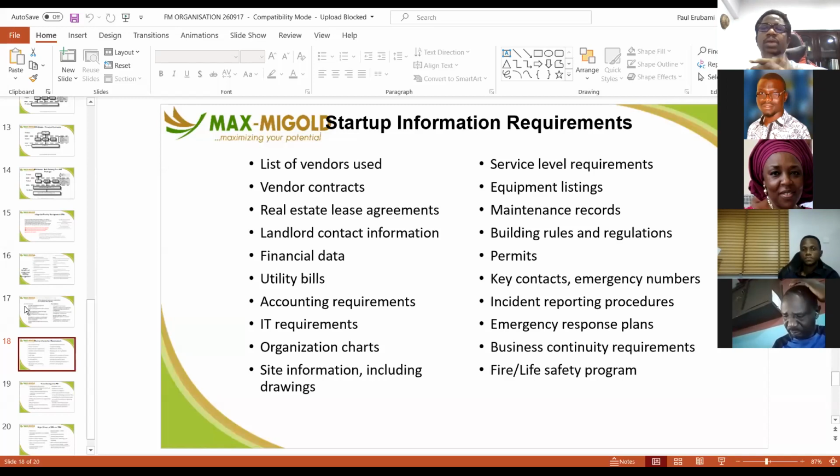Service level requirement. We talked about this when we talked about service level agreement: you must first have service levels with your in-house users before you go and create service levels with your vendors, right? So before you get into the point where you're creating service level agreements with vendors, first scope service level requirements from your in-house users. And you must, of course, have your asset register that includes all your equipment listings. Your maintenance records must be up to date.